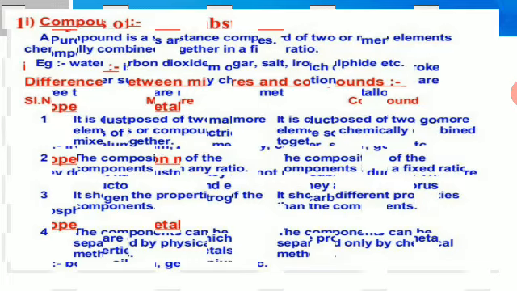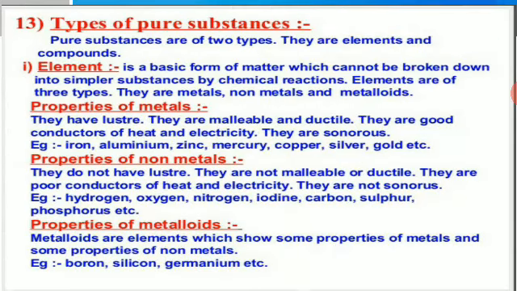Now we know that we have pure substances, and pure substances are of the following types: elements and compounds. An element is the basic form of matter which cannot be broken down into simpler substances by chemical reactions. Elements are of three types: metals, non-metals, and metalloids.